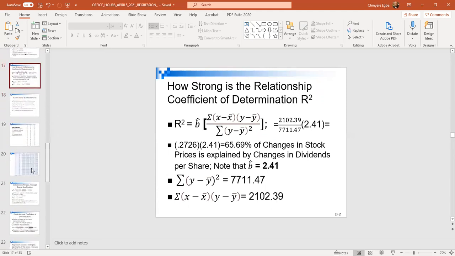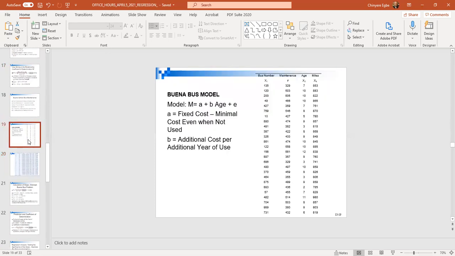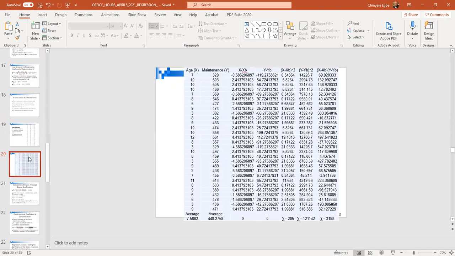Professor, I have one question. Did we learn this in the previous class? In Econ 316, yes, we did. Yes, this looks familiar. Yes, we did.